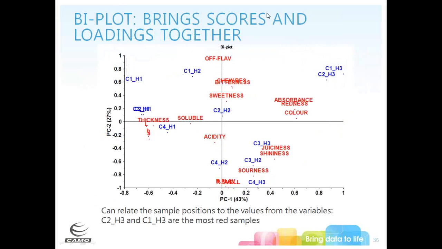We can bring this data together into a single plot in the biplot, wherein now our samples are in blue, our variables in red. And here then we can relate the relative positions of samples to variables such that we can state indeed that these samples have highest values of the redness and color. These that are close to these properties, variables, have more juiciness and shininess as well as sourness. And these have the greater thickness.